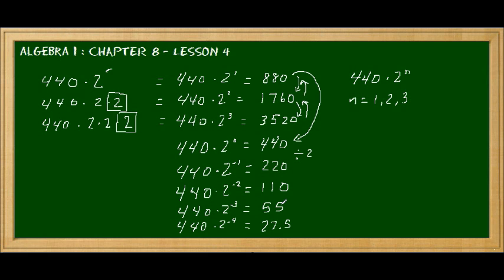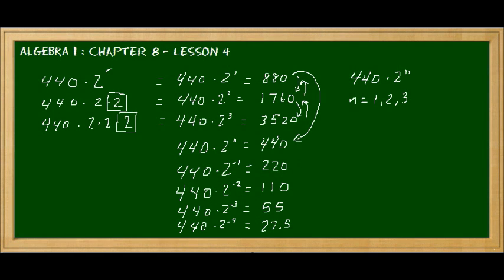And in the same fashion, 2 to the negative 2 power is equal to 1/4, or 1 over 2 to the 2 power, or 2 squared. 2 to the negative 3 is equal to 1/8, or 1 over 2 to the 3rd power. And 2 to the negative 4th power is equal to 1/16, or 1 over 2 to the 4th power.